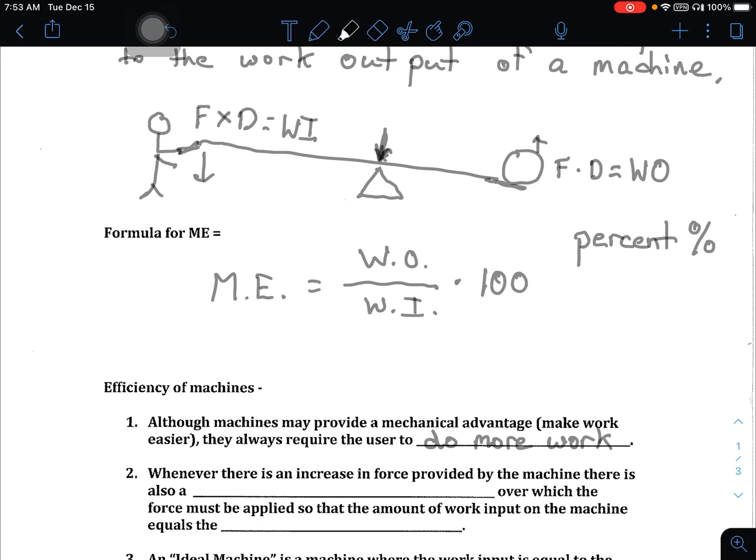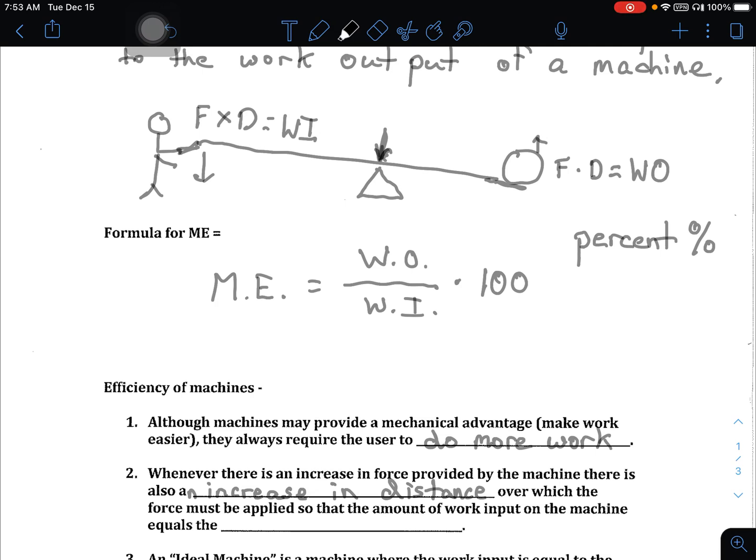Okay, whenever there's an increase in the force provided by a machine, so sometimes a machine can make us stronger, for number two here, but what happens is there's also an increase in distance over which the force has to be applied. So therefore, again, force times distance.